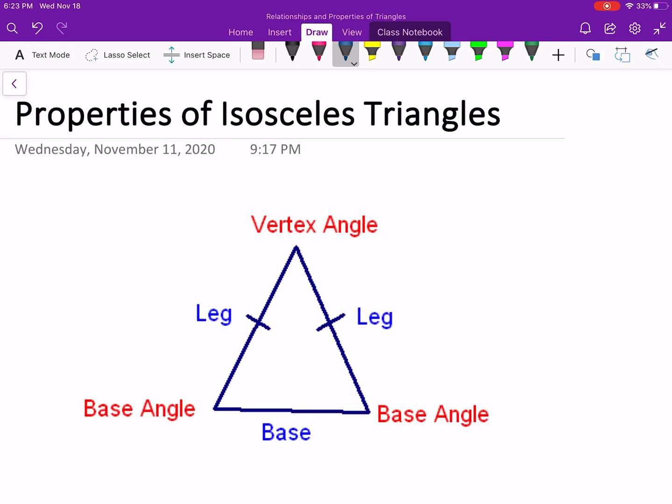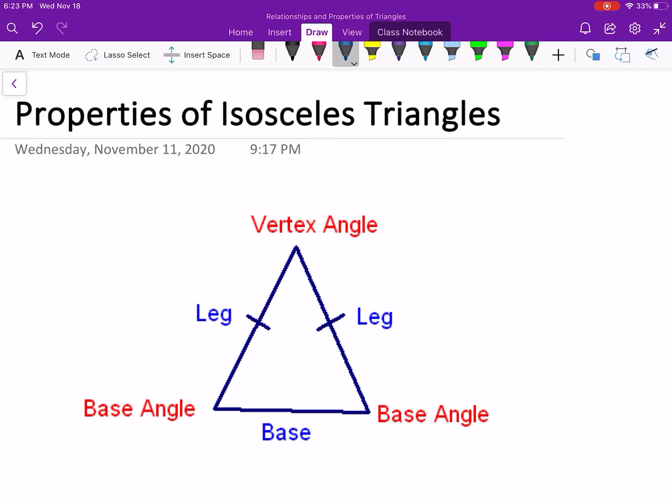First of all, I want to get some vocabulary out of the way. We've already defined isosceles triangles as a triangle having 2 sides of the triangle equal in length, and so we call those legs, L-E-G, and they are marked with the hash marks. On this particular triangle, they are the sides on the left and the right.